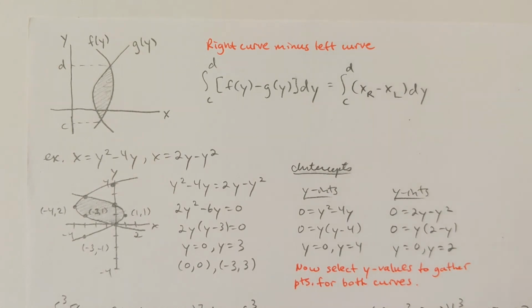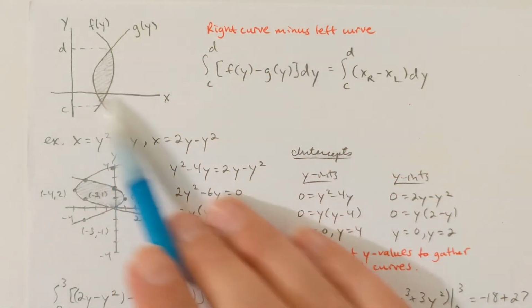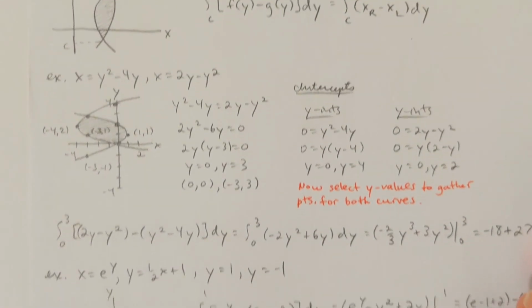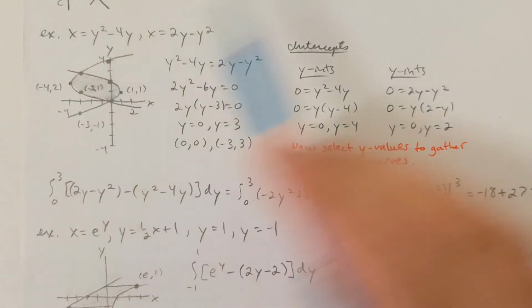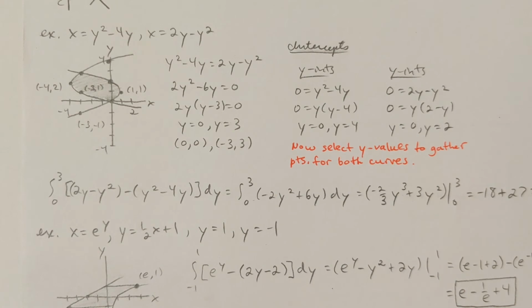And so let's take a look at some examples of where we're using this setup. Suppose that we want to find the area between these two curves, x equal y squared minus 4y and x equal 2y minus y squared. These two curves would be parabolas, one facing towards the right, one facing towards the left.